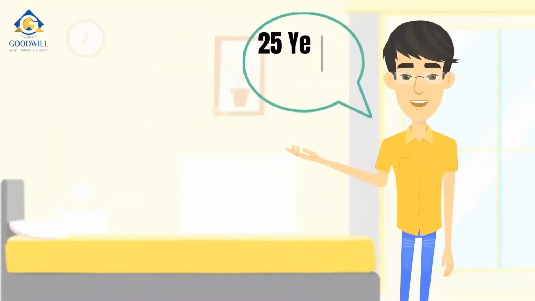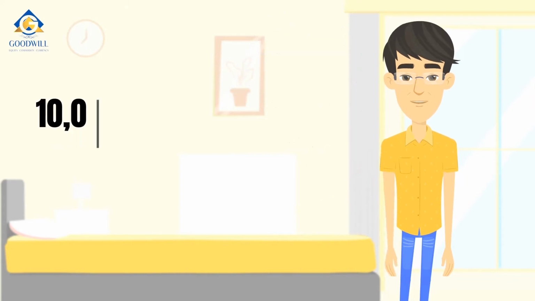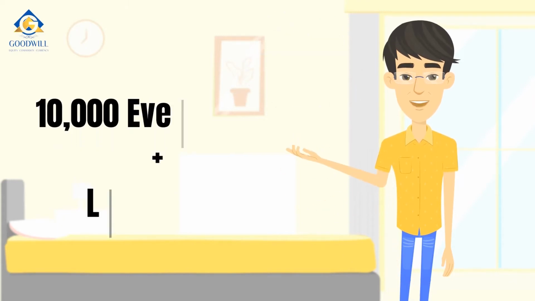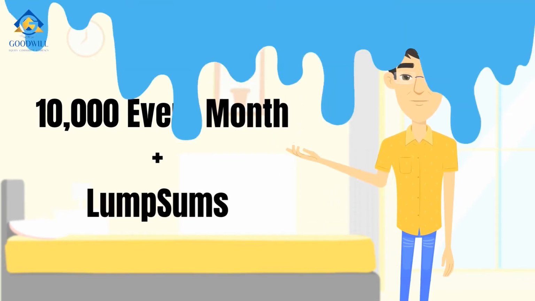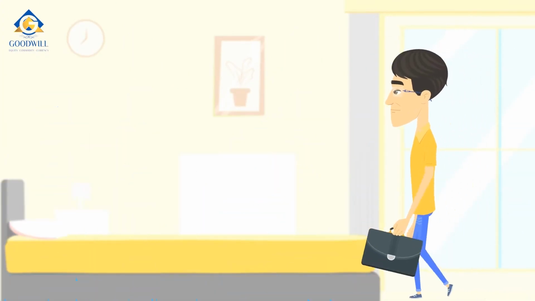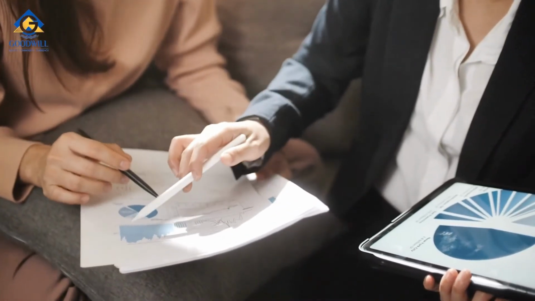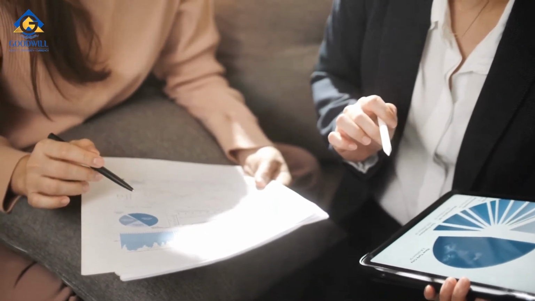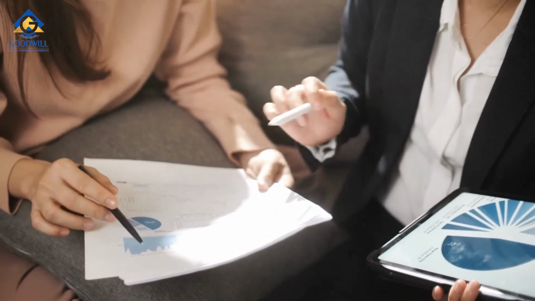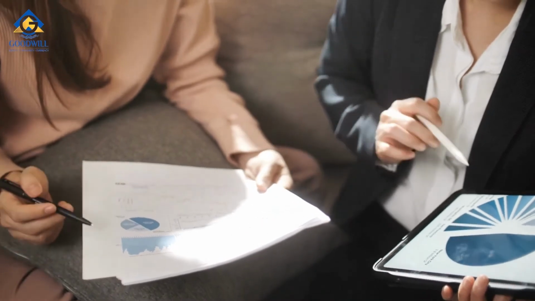Rahul is now 25 years old and can invest 10,000 rupees each month as well as lump sums whenever he receives a bonus or incentives. Rahul consulted an investment advisor to settle all his worries regarding the stock market and discovered two things that are useful to investors like him.